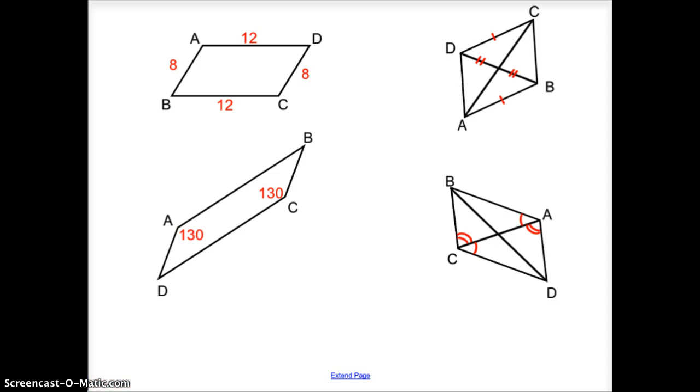Hit pause right now and determine whether or not these 4 figures have enough information to show that they are parallelograms.